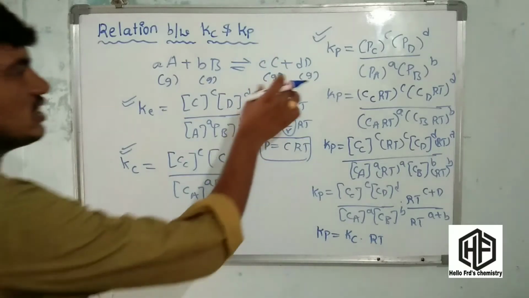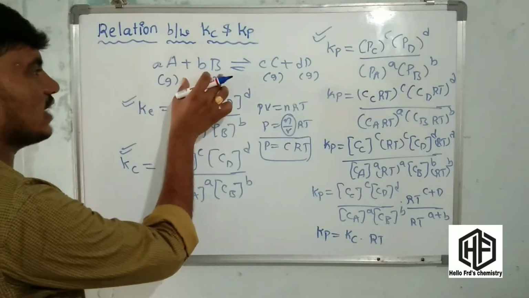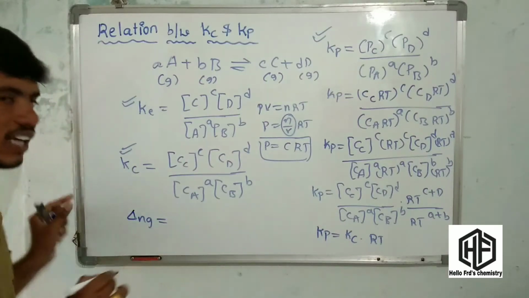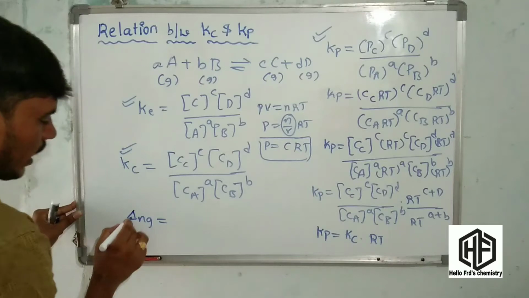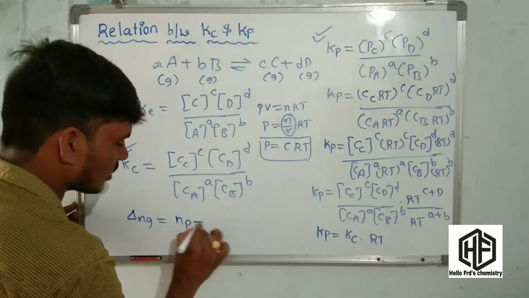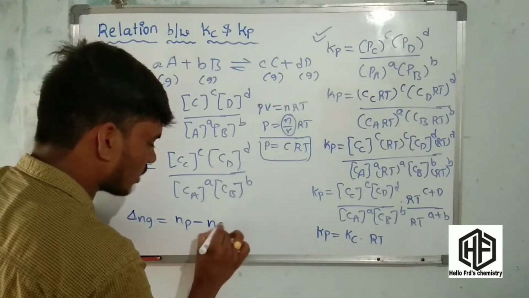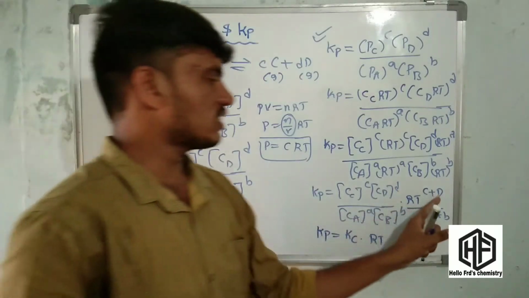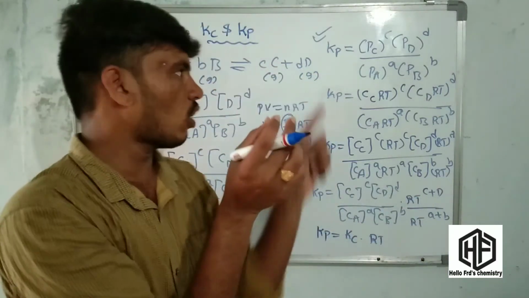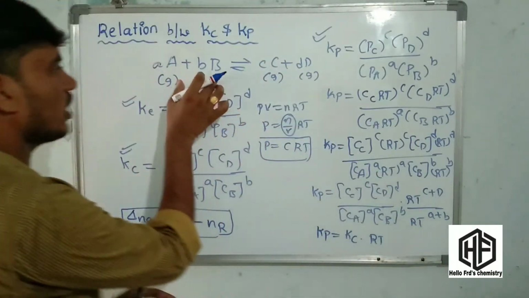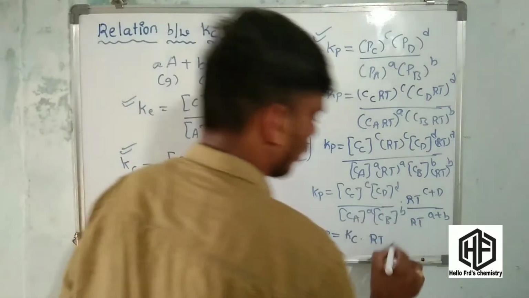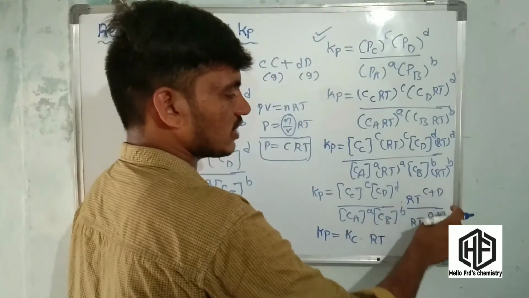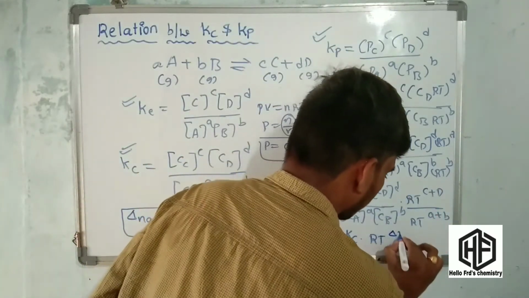Now what happened, friends? This is the gaseous molecules of products. This is the gaseous molecules of reactants. Gaseous molecules of products minus gaseous molecules of reactants is called delta Ng, which is the number of gaseous molecules of products minus the number of gaseous molecules of reactants. In this case, c plus d is the gaseous molecules of products and a plus b is the gaseous molecules of reactants. So RT power of (c plus d) minus (a plus b) is also called delta Ng.